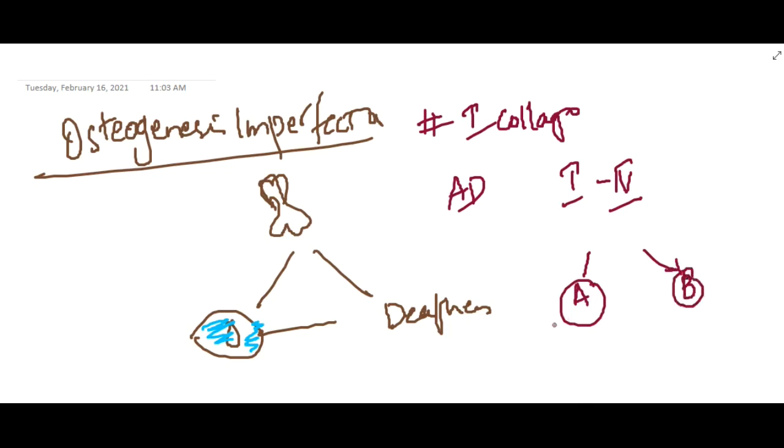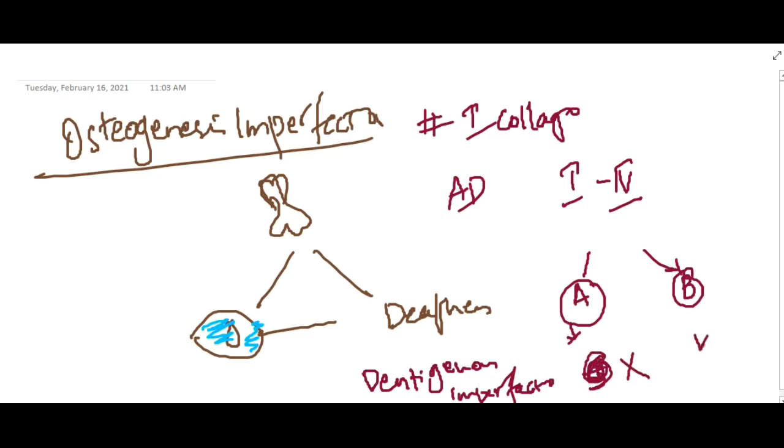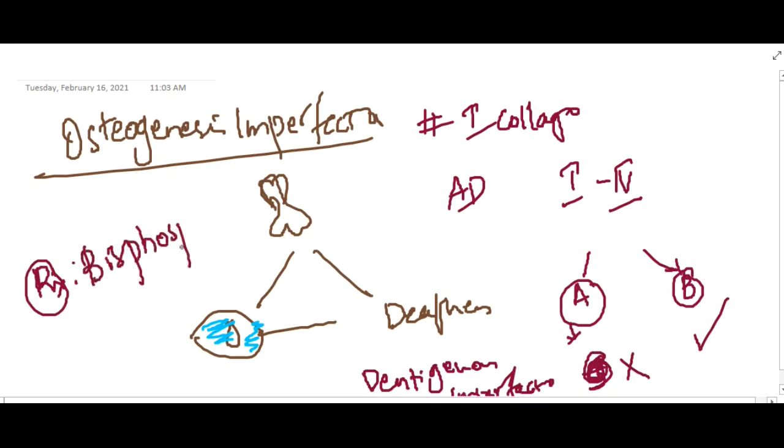In type A, if dentinogenesis imperfecta, that is, a problem in teeth or dentition, is absent, then it is A. If it is present, then that is B. Treatment is that we can give bisphosphonates. Okay, so this is the gist of osteogenesis imperfecta.